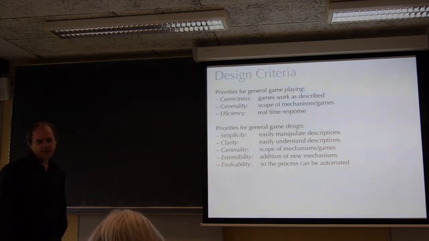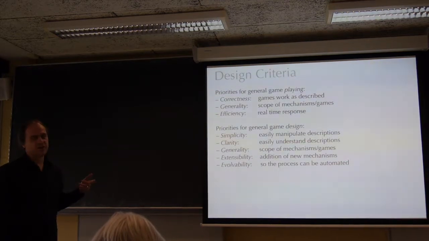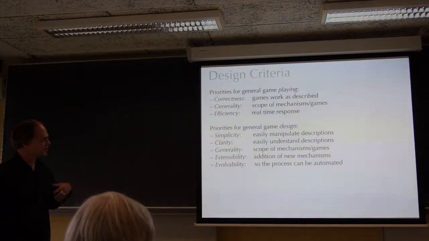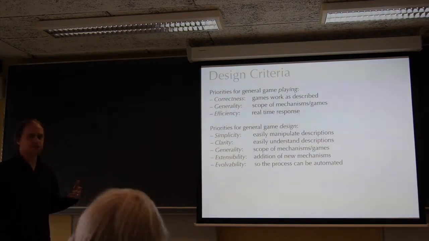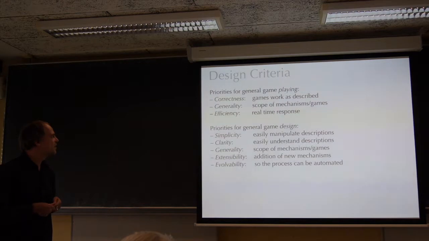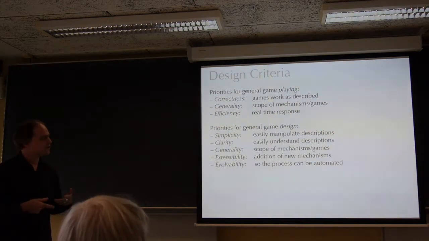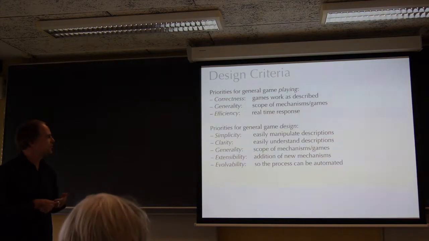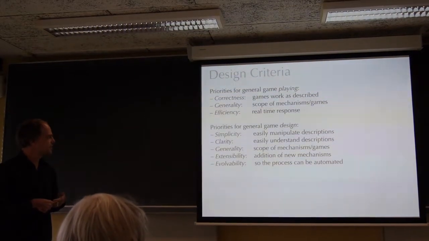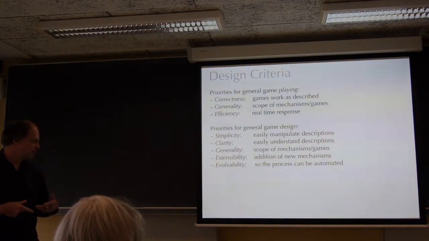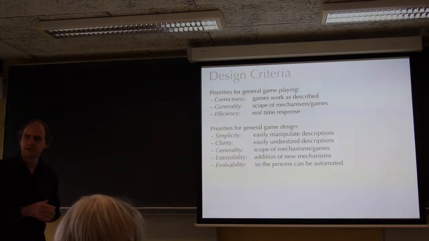So for general game playing, the main priorities are probably correctness, generality and efficiency. But for general game design, we have different needs. We want the language to be simple so that the designer can easily manipulate descriptions and try different variants. We want the language to be clear so that the rules are easy to understand. It should be general so it supports a range of mechanisms, extensible to allow new mechanisms, and it's good to be evolvable so that the process can be automated.